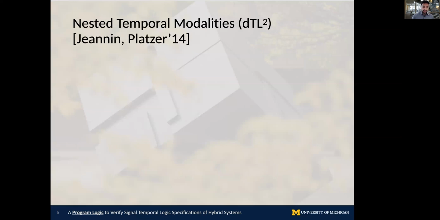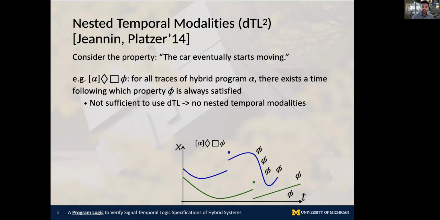Moving on to a slightly more involved property, consider this. The same self-driving car that we've been talking about, this self-driving car eventually starts moving. This could be phrased as something along the lines of there exists a time t, such that at all times after time t, the car's speed is non-zero. This property, speed is non-zero, can be encapsulated in this example using this predicate phi, and our example then becomes box alpha diamond box phi, which as a reminder then says for all traces of hybrid program alpha, there exists some time after which property phi is always satisfied.